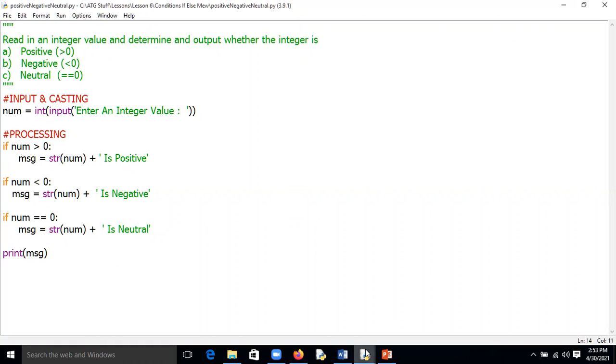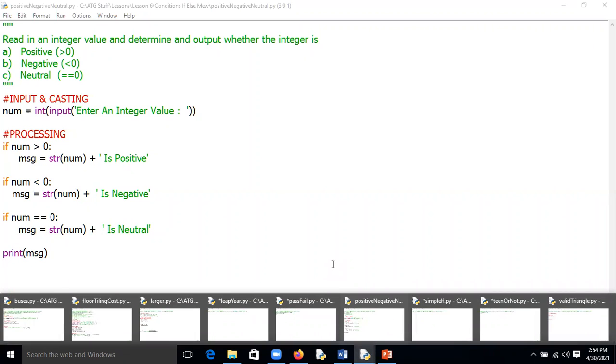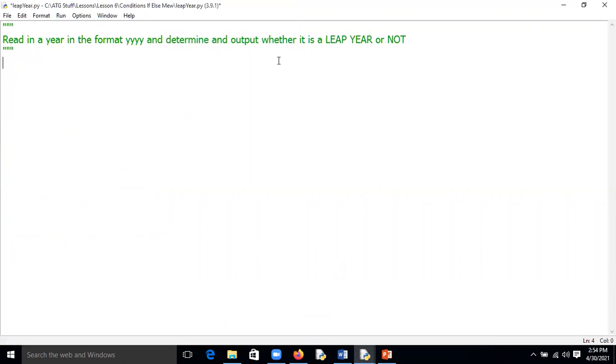Now, one of the things that we normally ask to determine is reading a year in the format YYYY. What does that actually mean? This means you're reading it in as 4 digits. So you're not going to enter 21, you'll enter 2021. Now, why would we need to determine whether it is a leap year or not? Because generally in a leap year, we have the Olympic Games. So the question would be, read a year and determine whether the Olympic Games are going to take place or not.